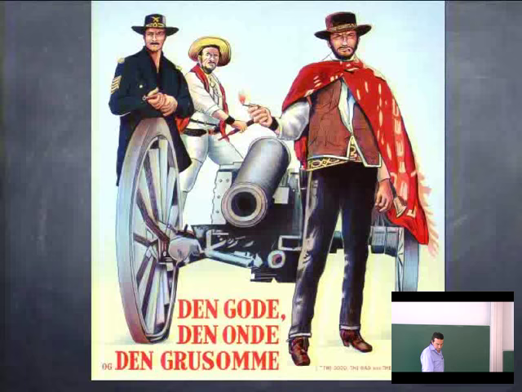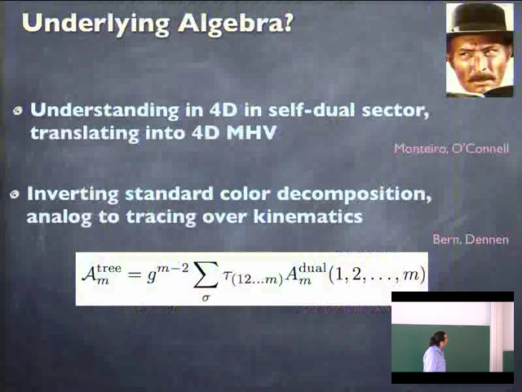Okay. All right, so I talked about the good. Now I should talk about the bad and the ugly. The bad is we don't know where this color kinematic duality is coming from. There's this understanding in four dimensions, specifically the self-dual sector, and this is really interesting. And it does translate into understanding some of what's going on in MHV, but the color kinematics holds in all dimensions and doesn't care about the external states of the particles. This is something to be understood here.